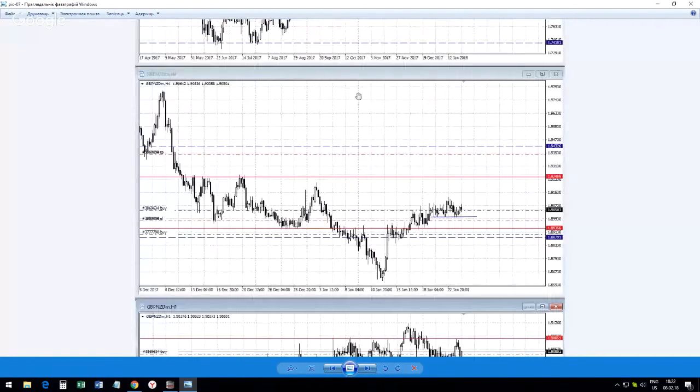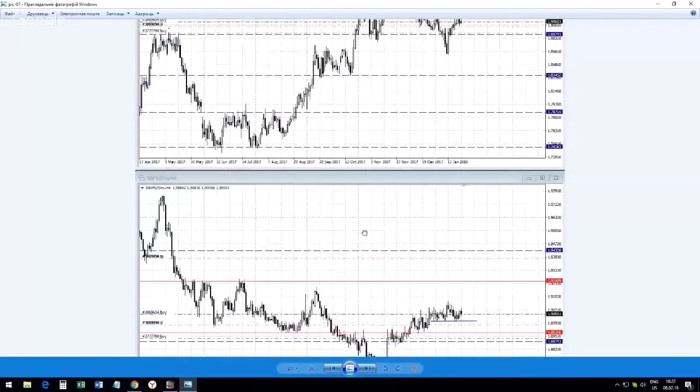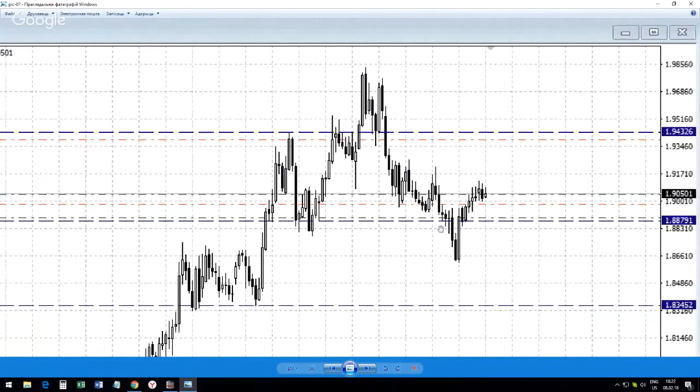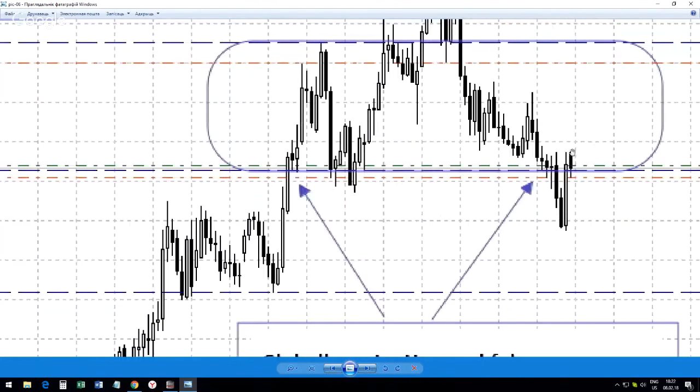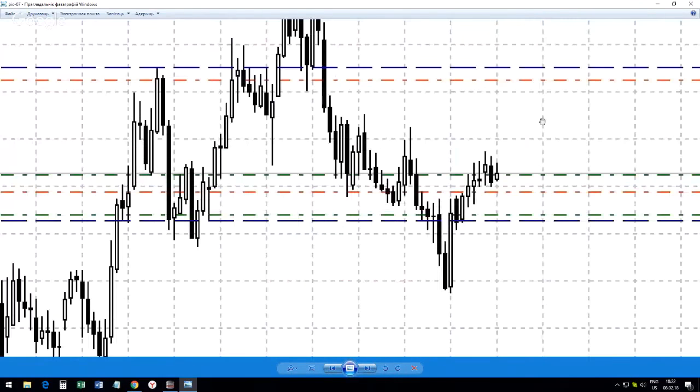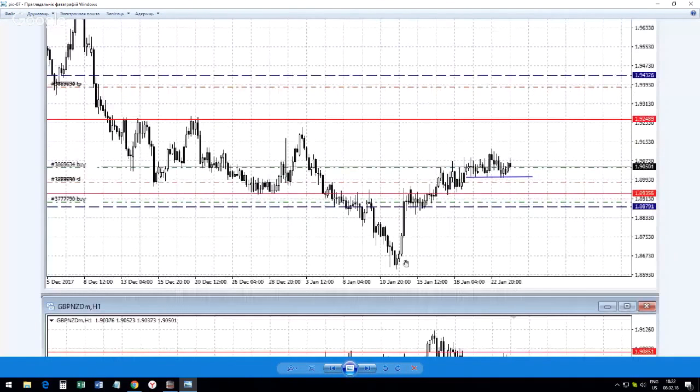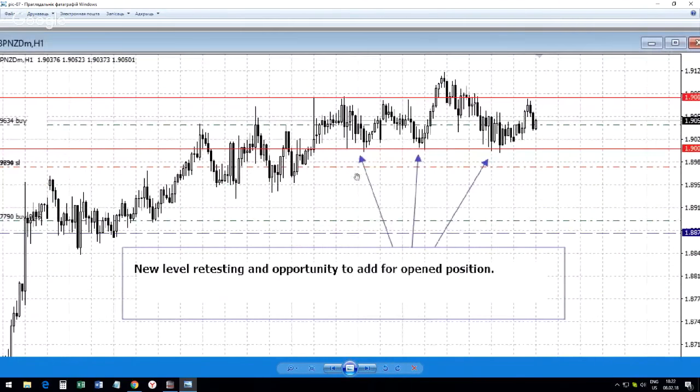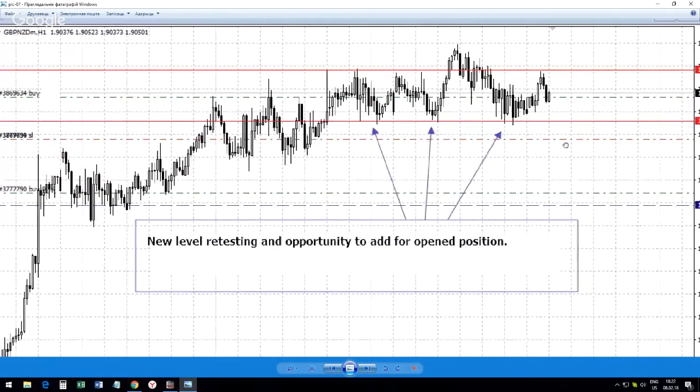And let's look at this picture. It's the same situation, but a few days later. You see, a few days later. But what we see at this chart, after a few days of holding position, we see the new local level and we see clear retesting with an opportunity to add to my first position. And total risk here in non-profit area.